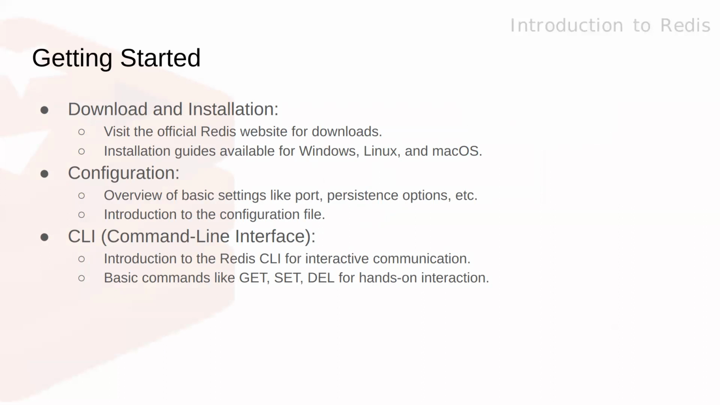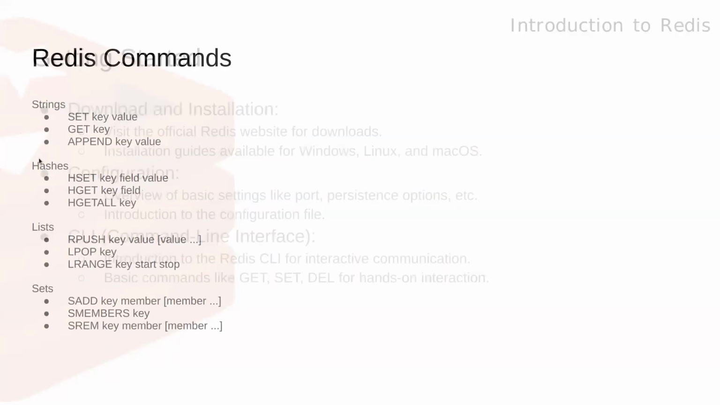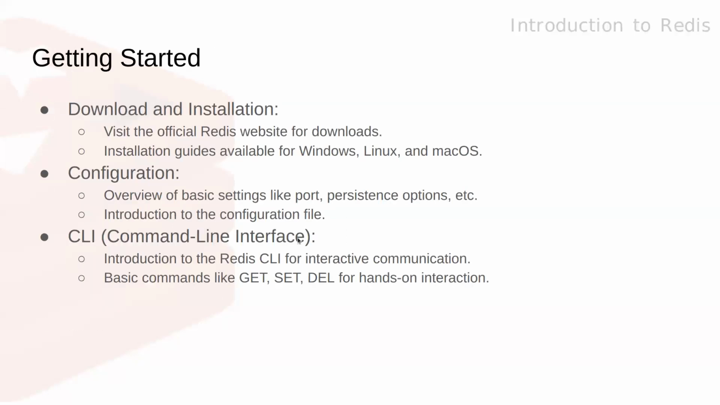So when we start working on Redis, we can download it from the website and install it in Windows. If it's Linux or Mac, we can use the command line. So once we install that, we will get a command line interface. Through this command line interface, we can communicate with Redis. So we can write commands and insert data, get data, all those things we can do there. Okay.